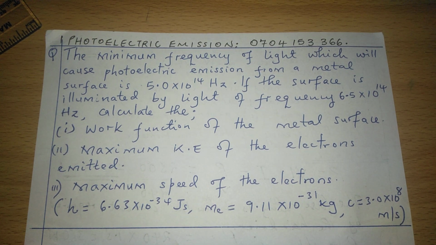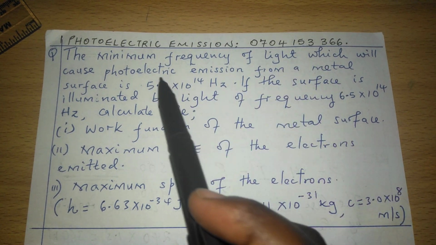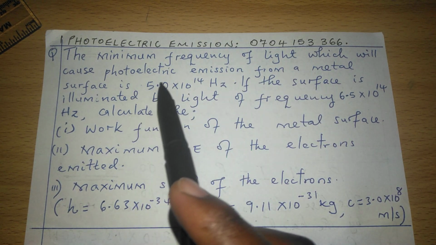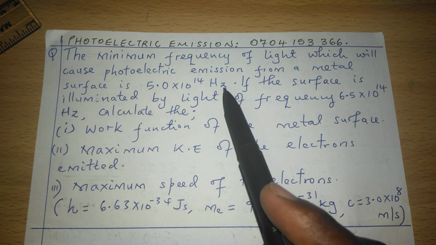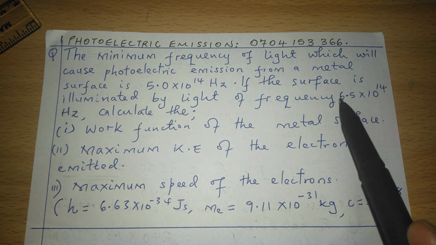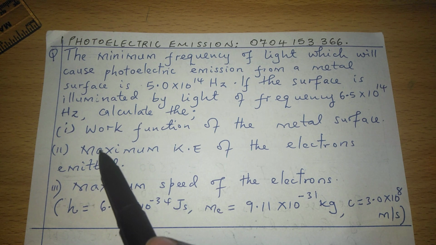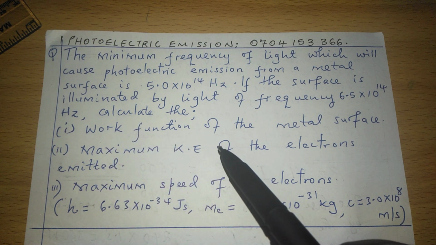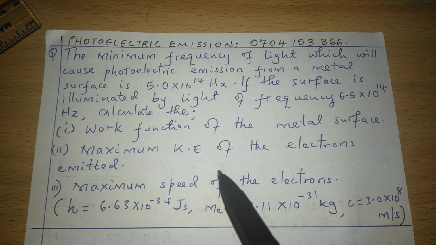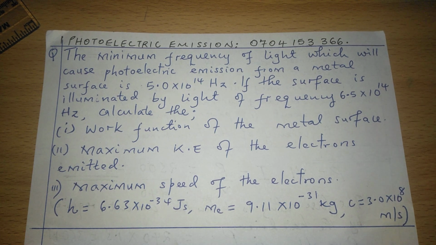We're going to look at photoelectric emission, and we'll be focusing on a question which says that the minimum frequency of light which will cause photoelectric emission from a metal surface is 5.0 times 10 to the power of 14 Hz. If the surface is illuminated by light of frequency 6.5 times 10 to the power of 14 Hz, calculate part 1, the work function of the metal, part 2, the maximum kinetic energy of the electrons emitted, and part 3, the maximum speed of the electrons emitted.